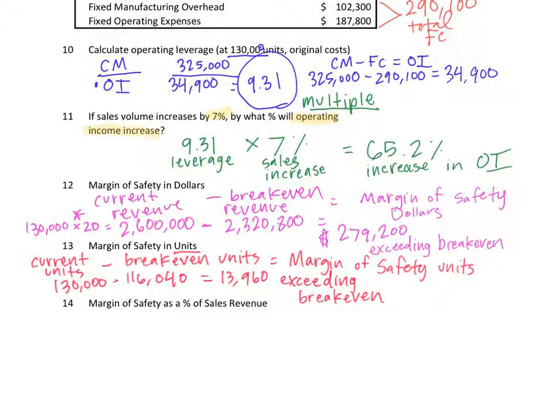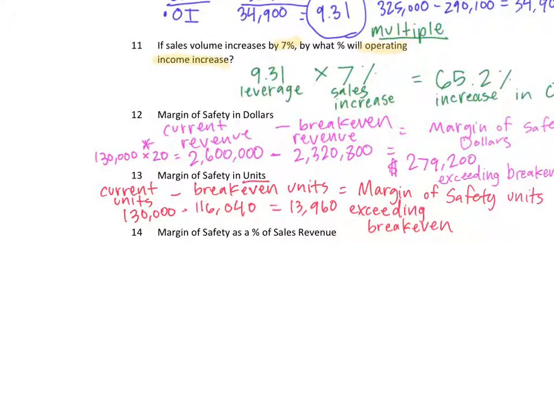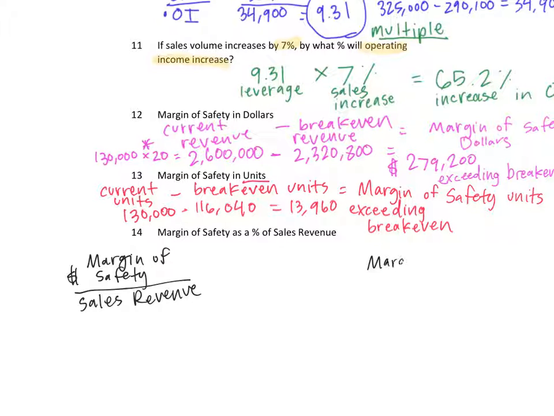We're going to express the margin of safety as a percentage of sales revenue. There are two different ways to calculate this. Either one will get you to the same answer, so I will show you both methods. The first method is to take the margin of safety in dollars and divide it by the sales revenue dollars. The second way is to take the margin of safety in units and divide by the sales revenue units.